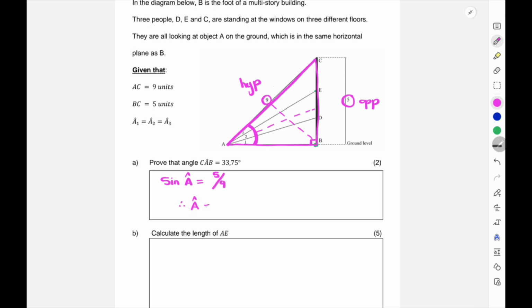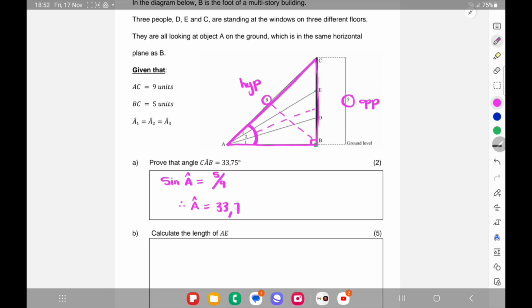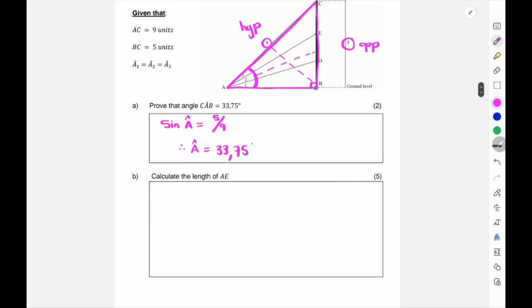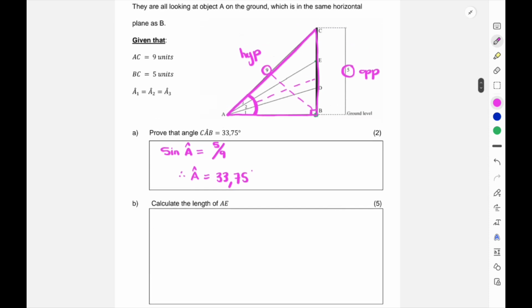And how do we find an angle size? Remember, in your calculator, you have to shift sine, 5 divided by 9, which gives you 33.75 degrees rounded off, which is luckily what they've given you, or they've said, prove that it is that. Now they say to calculate the length of AE.